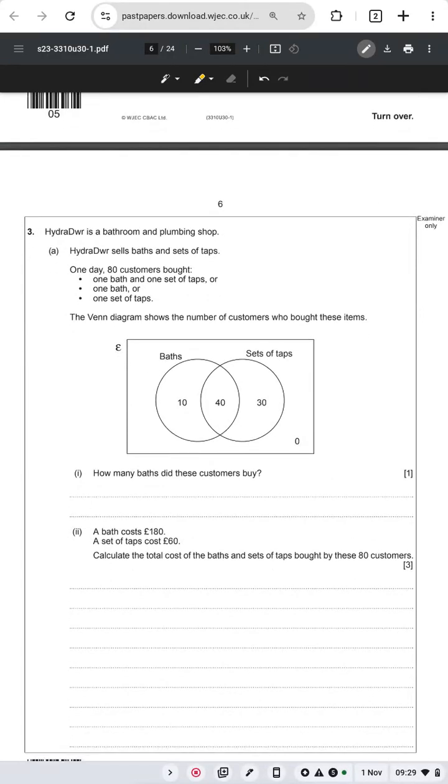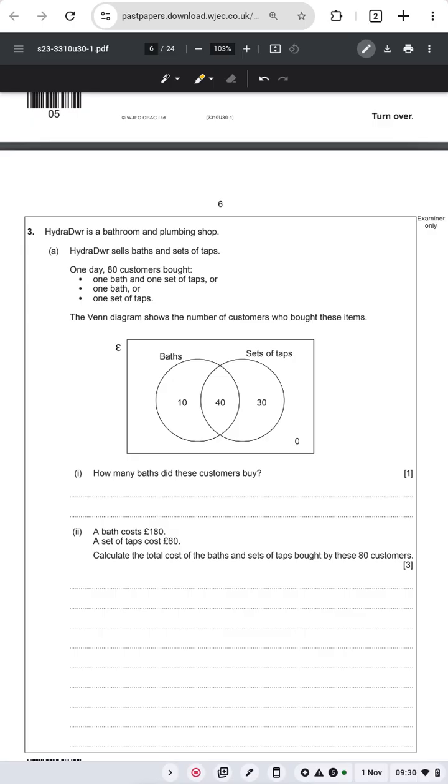Right, next up, Hydrodru is a bathroom and plumbing shop, and they sell taps, sets of taps and baths. One day, 80 customers bought one bath and one set of taps, or one bath or one set of taps. The Venn diagram shows the number of customers that bought these items. How many baths did these customers buy?